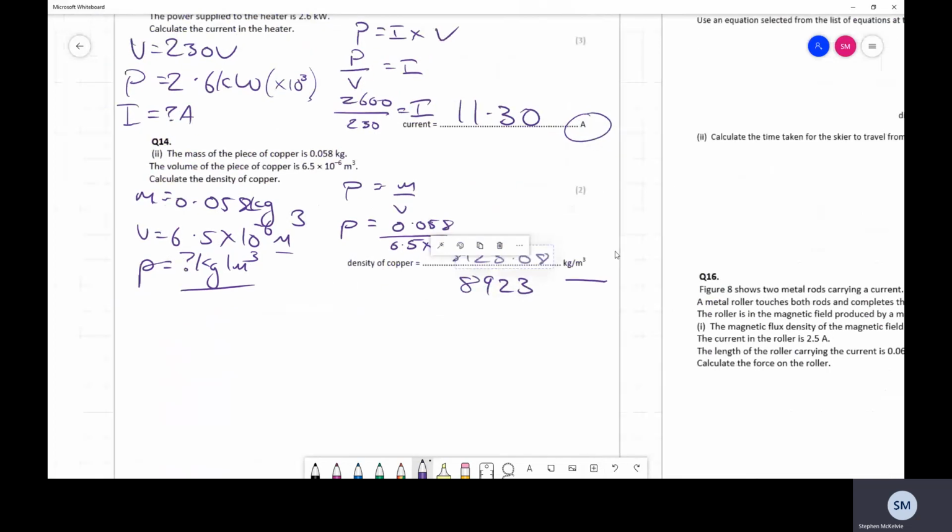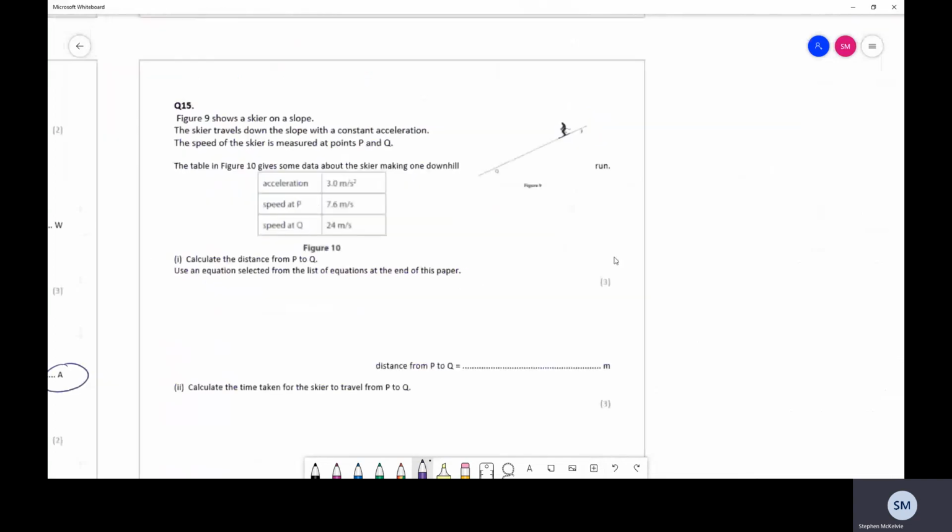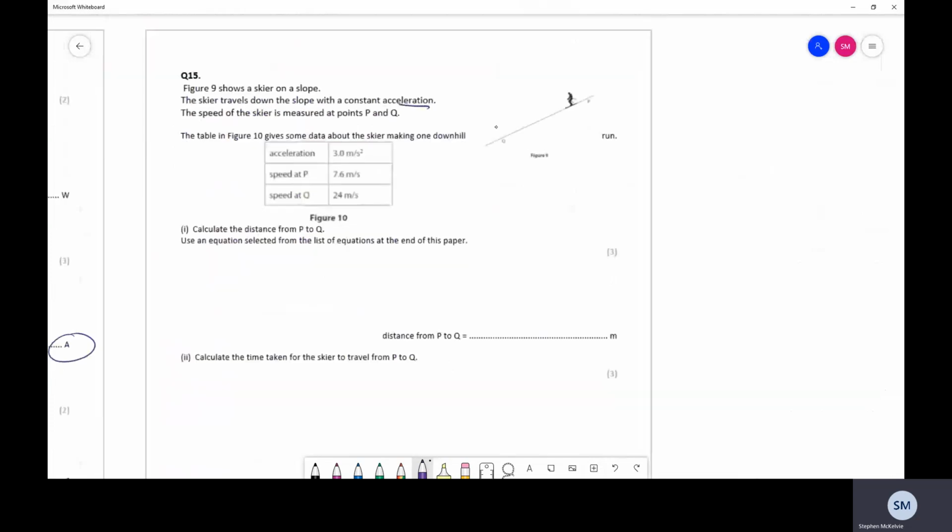We have a skier going down a slope. The skier travels down the slope with a constant acceleration. The speed of the skier is measured at points P and Q. The table in figure 10 gives some data about the skier making one downhill run. Acceleration is 3.0 meters per second squared. Speed at P is 7.6 meters per second, and Q is 24 meters per second.